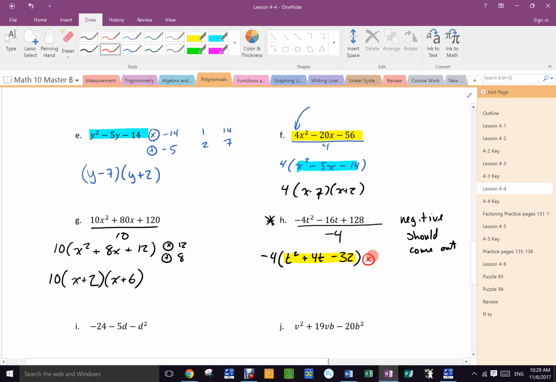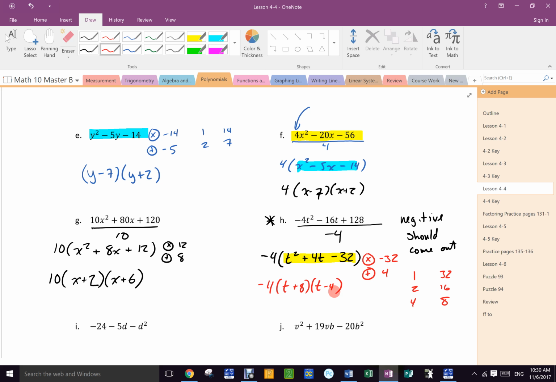Now, is that factorable? I would need to multiply to negative 32 and add to 4. Is it 1 and 32? Is it 2 and 16? No. Is it 4 and 8? Yeah. Which one is positive? Is it 4 minus 8 or 8 minus 4? 8 minus 4. Negative 4, T plus 8, T minus 4. Is everybody cool with that?